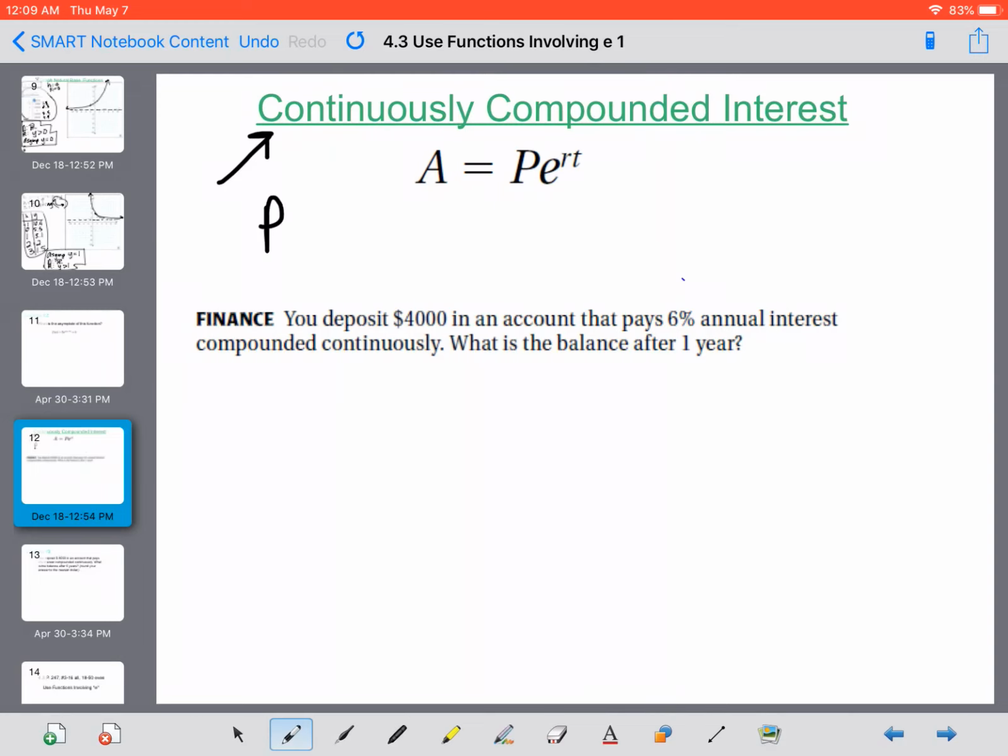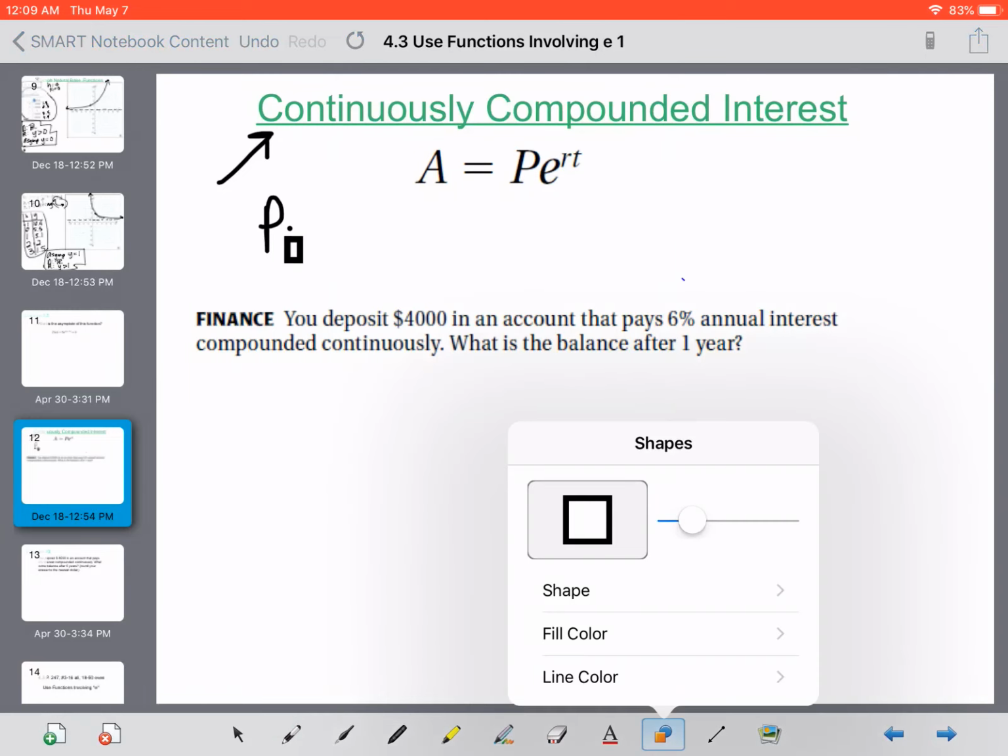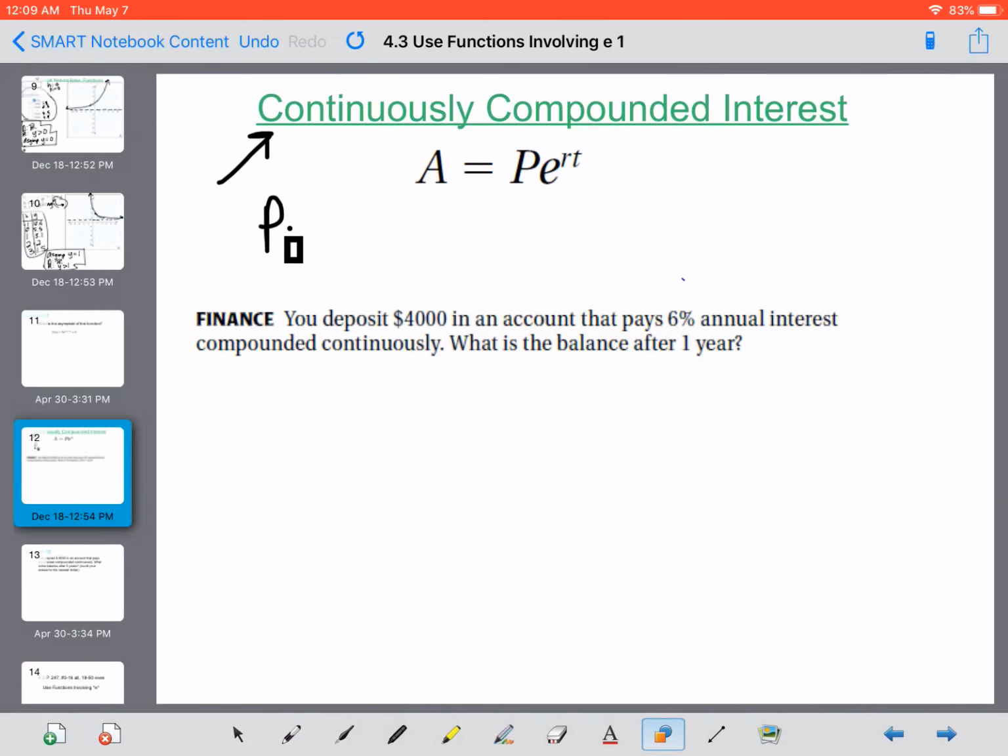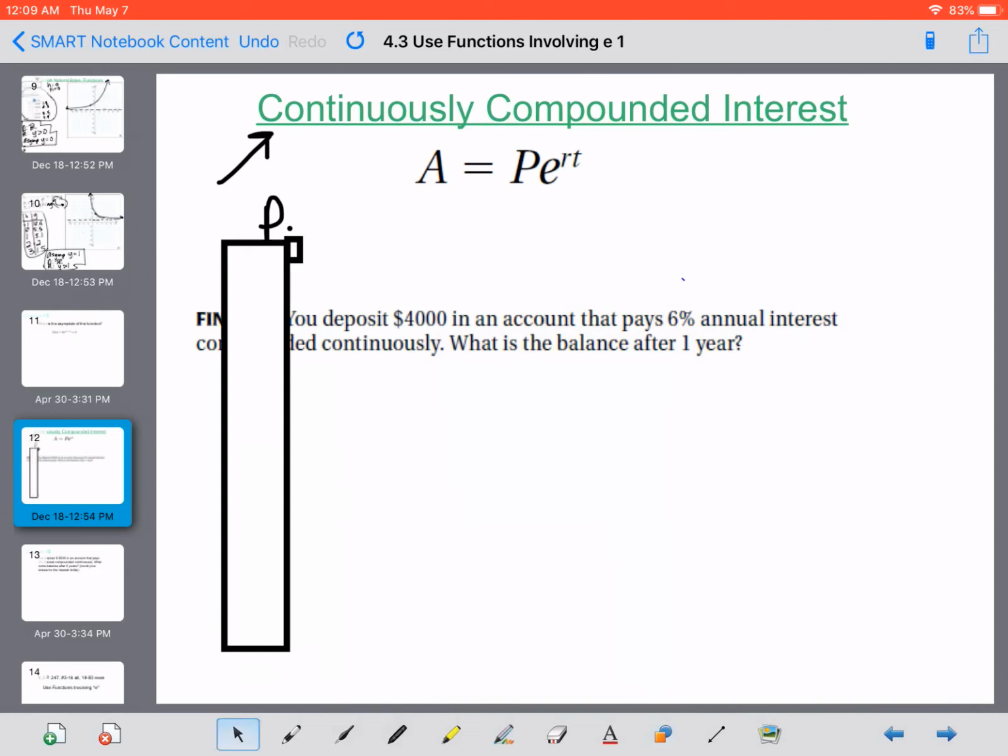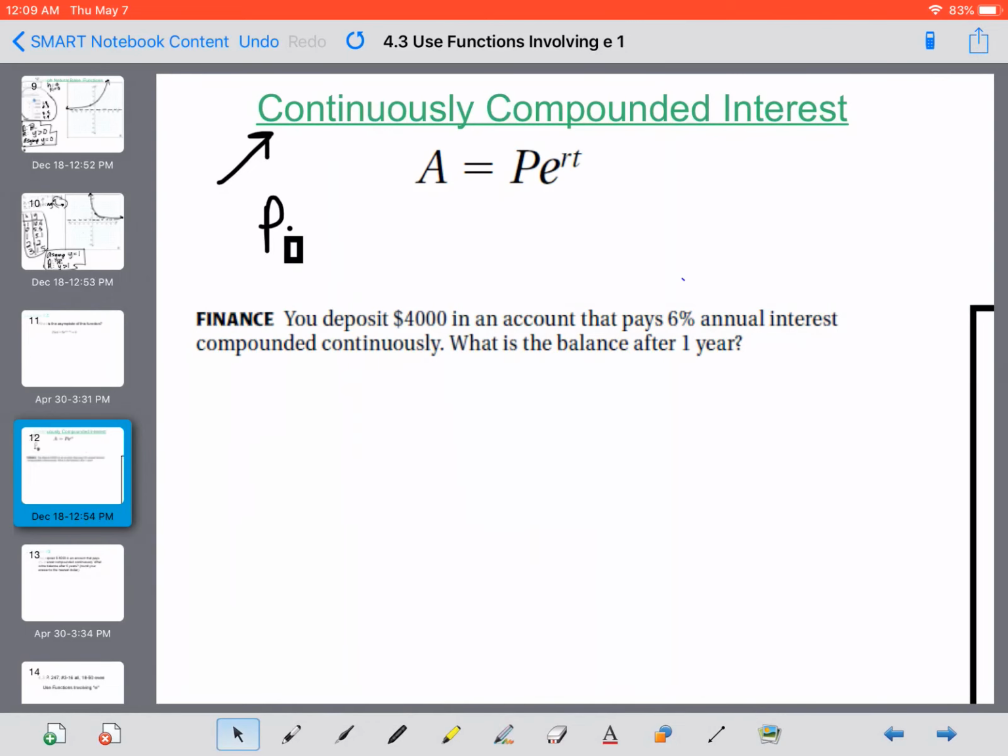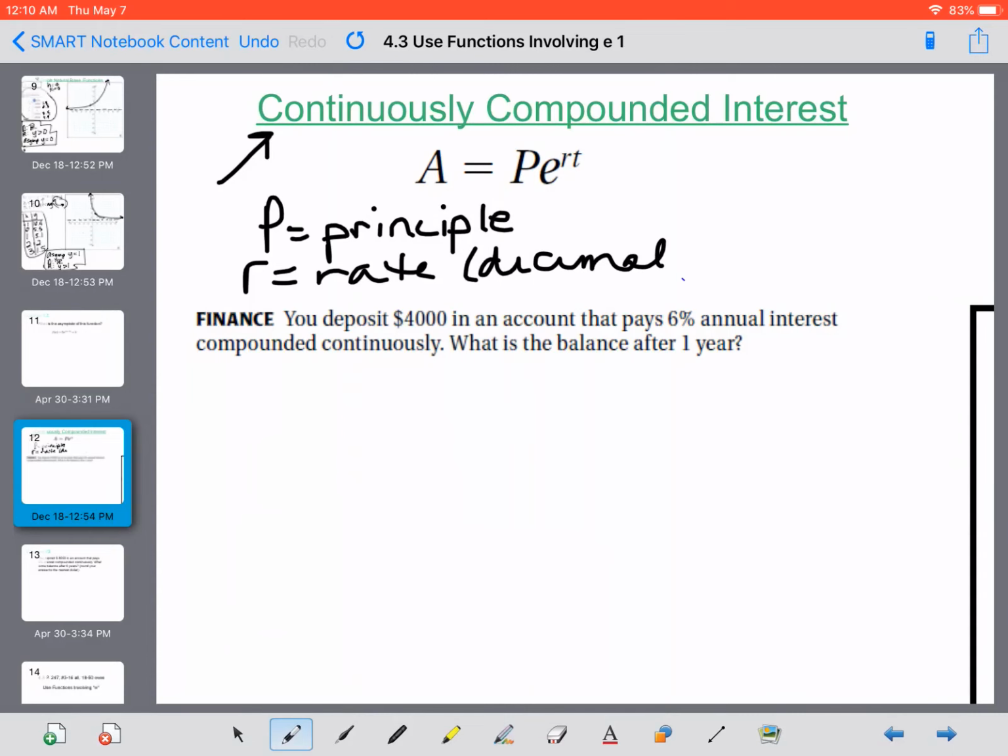Remember, P is the principal. That's the amount you're starting with. E is just a number, so you're going to use your calculator for that. Remember, R is your rate as a decimal. And T is time in years.